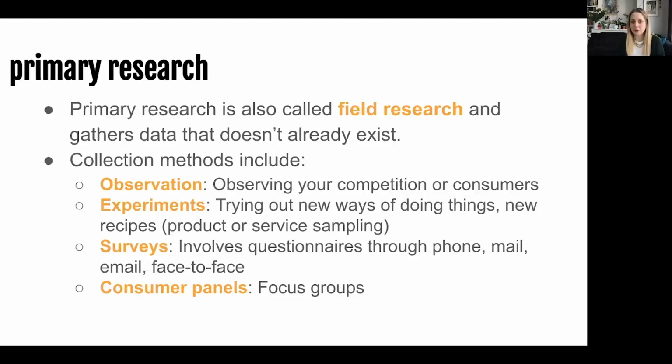So primary research, AKA field research, is done by gathering original data or data that doesn't already exist. So collection methods of primary research data include observation, which is observing your competition or your current customers in a retail setting. You can conduct experiments, so trying out new ways of doing things, new recipes, product or service sampling, that sort of thing. You can do surveys that involve questionnaires through phone, mail, email, or face-to-face. And consumer panels can also be really helpful, like running focus groups to ask folks how they feel about your product, how they feel about your service, that sort of thing.